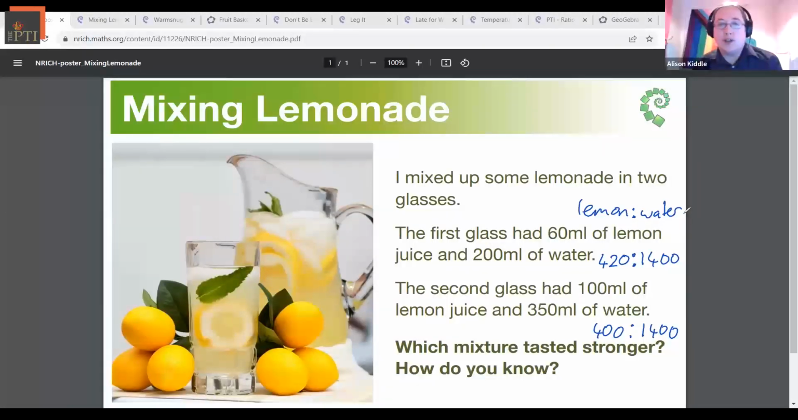Yeah, because one of the common misconceptions we see when people are working with ratio and with fractions as well is people trying to work additively rather than multiplicatively.